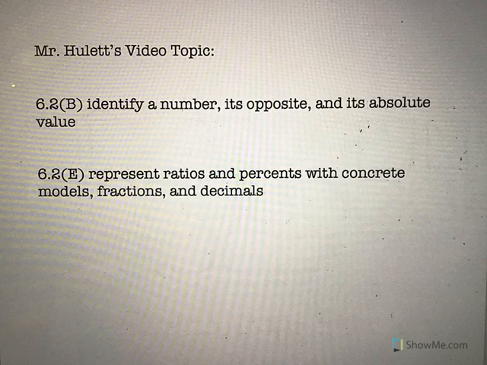All right. In today's video, we're going to be talking about 6.2B and 6.2E. The questions I pulled from are from released STAAR questions. So 6.2B: identify a number, its opposite, and its absolute value. 6.2E: represent ratios and percents with concrete models, fractions, and decimals.